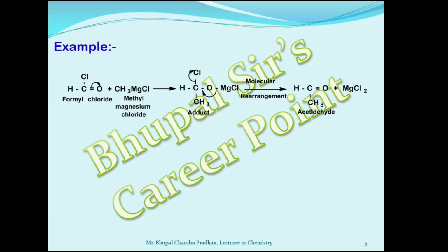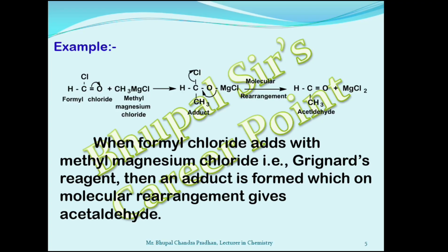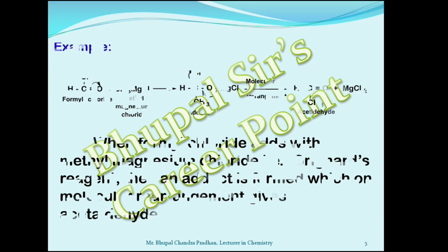Chloride. Thus in the statement we have to write down: when formyl chloride adds with methyl magnesium chloride, that is Grignard reagent, then an adduct is formed, which on molecular rearrangement gives acetaldehyde. Which aldehyde is obtained depends upon the alkyl group of the Grignard reagent.